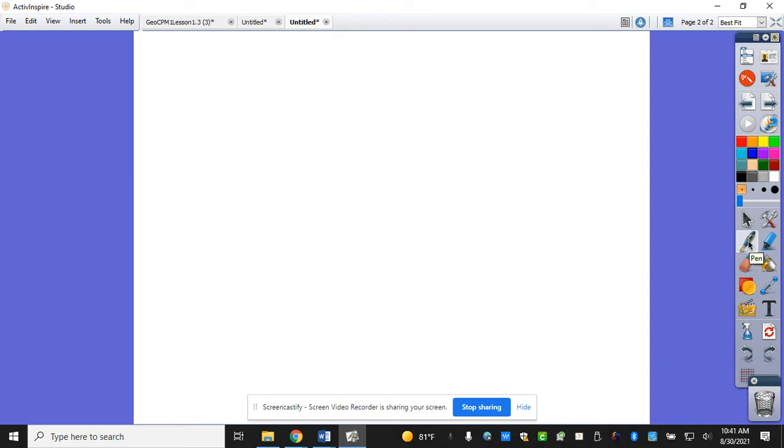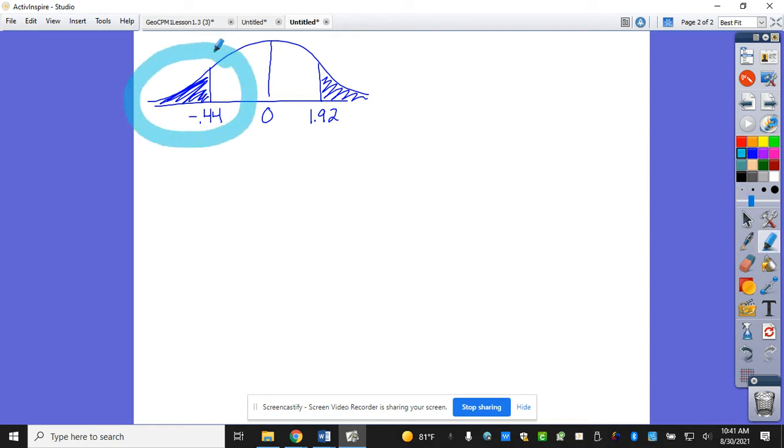So number 10 says to the right of what? z equals 1.92. And then to the left of negative point what? 0.44? Should have drawn those farther away, but whatever. Alright, so if I asked you to do this problem and covered up this half, could you answer this half? Yes. If I covered up this half and only asked you to do this, could you do this? So that's one way to do it.